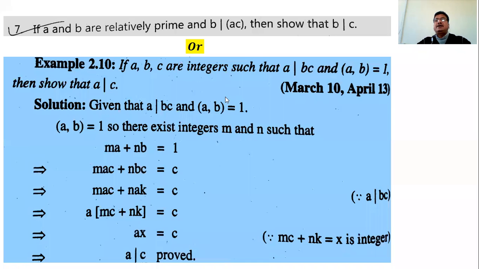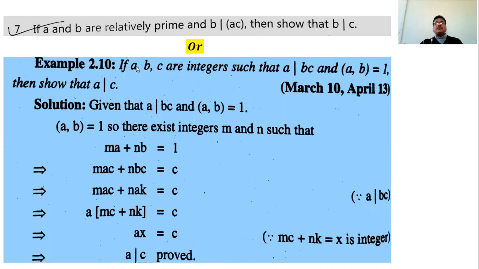Next example on the greatest common divisor and equivalence lemma. So what is the example? If A and B are relatively prime and B divides AC, then show that B divides C. A and B are relatively prime means their greatest common divisor is 1.